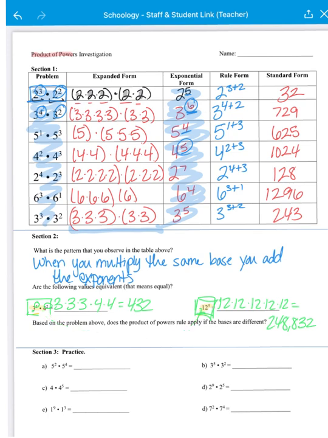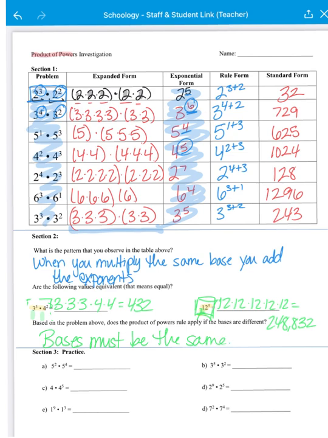So the point of this question here is to point out that these are not equivalent, right? You can't just take two bases that are not the same, like right here, these two bases are not the same, you can't multiply those together and then add the exponents. So the big idea here is that the bases must be the same in order to add the exponents.